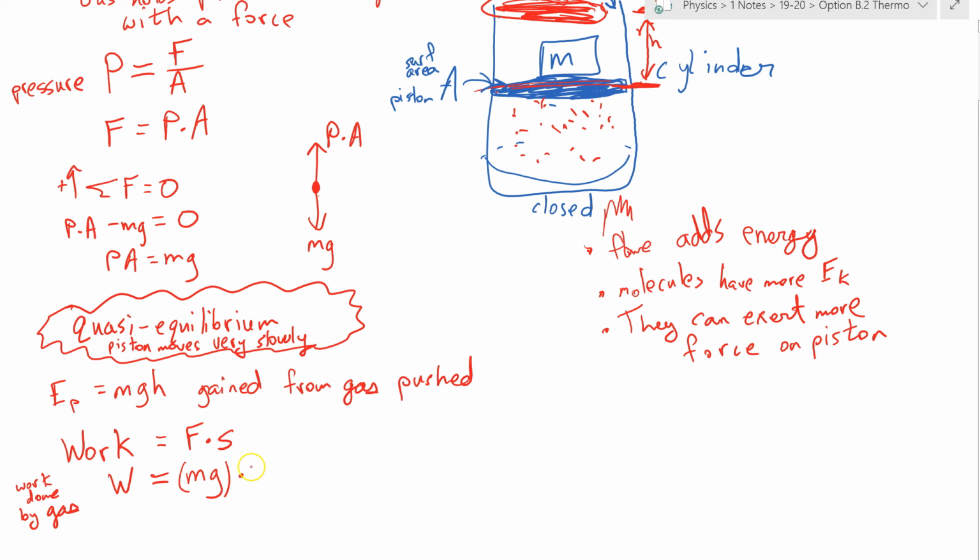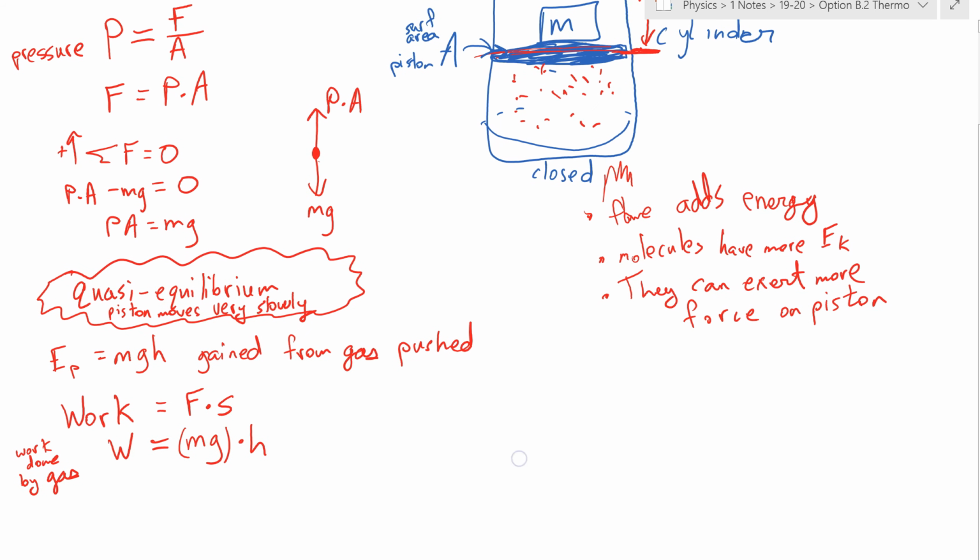I know that's kind of absurd, because if it's moving upwards, then it's got a net force upwards, so the force has to be a little bit more than mg. I know. Quasi-equilibrium. It's a very physics-like thing. The displacement is h. So the work done by the gas is m times g times h. But up here, we saw from a free body diagram analysis that m times g can be rewritten as p times a. So let's rewrite it like this.